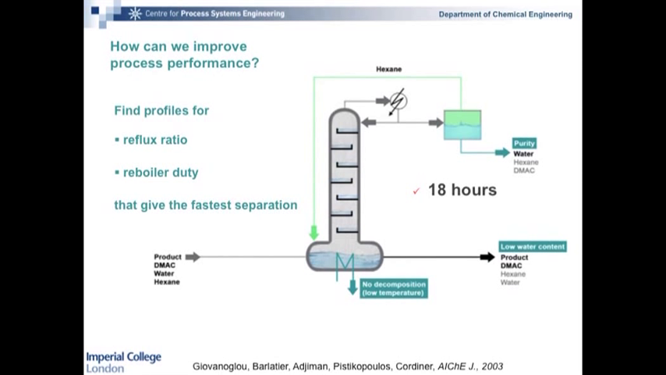dimethylacetamide as a solvent to be used in a further reaction, and there was some water they wanted to remove, as well as using hexane as the solvent to extract this water from the system. So this was a batch separation, and so this mixture goes into a batch separation and is heated up, and eventually the hexane and water come off, and the hexane is separated from the water in a decanter.